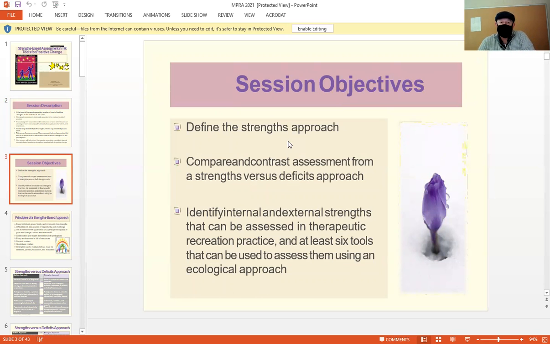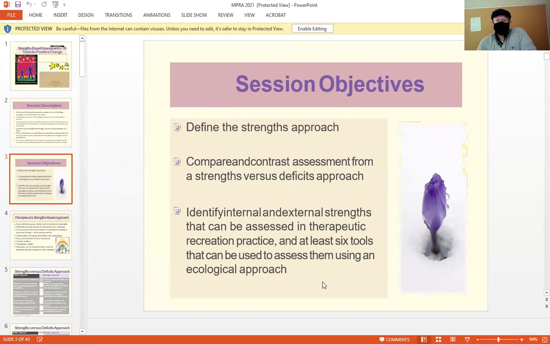So we kind of defined this already. We'll talk about the difference, and I'll give you some good examples. In these next slides, we'll have some different ways of looking at this. Between a strengths approach of assessment and a deficits approach of assessment. And there's a big difference. It's in table format, so it's really easy to follow as we go through. So we'll look at some internal and external strengths that we can assess.